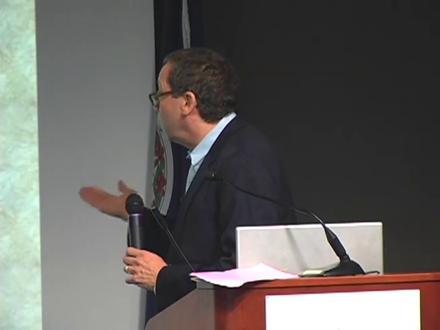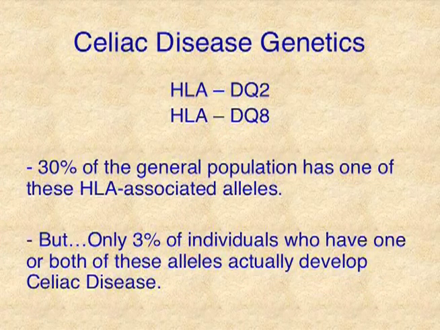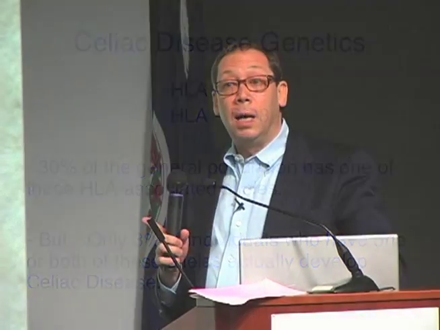So if we look at celiac disease, the two genes that seem to be associated with it are the human lymphocyte antigens, the alleles DQ2 and DQ8. All right, now, look at these statistics because they're very important. 30% of the general population has one of these HLA-associated alleles, 30%. But only 3% of individuals with these alleles who have one or both of them will actually express celiac disease. The presence of the alleles, and I want to emphasize again, is not diagnostic. So the overwhelming majority of people who have this genetic predisposition do not develop celiac disease.